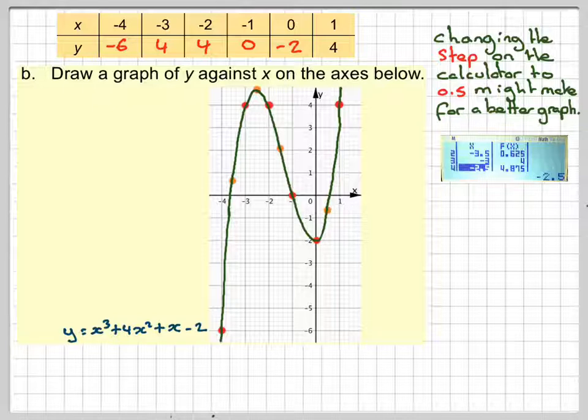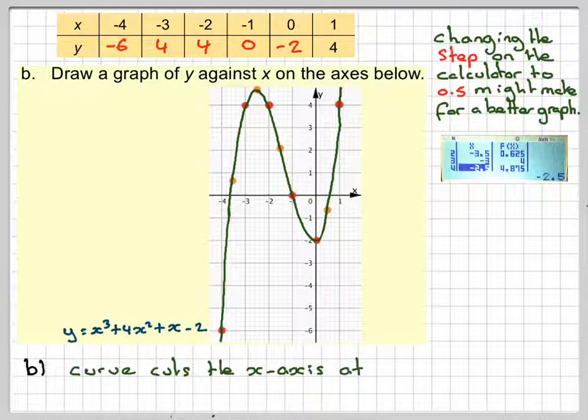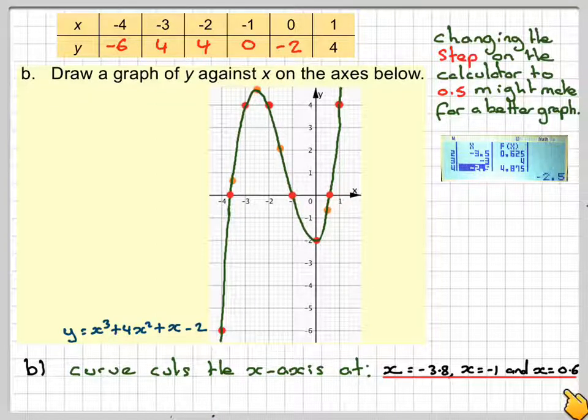And then we have to find where the curve cuts the x-axis. So it's going to cut the x-axis here, here, and here. Those 3 points there, so we'll read them off. So minus 3.8, x is equal to minus 1. That would have to be exact because we can get that from the table. And then 0.6, reading from our graph.